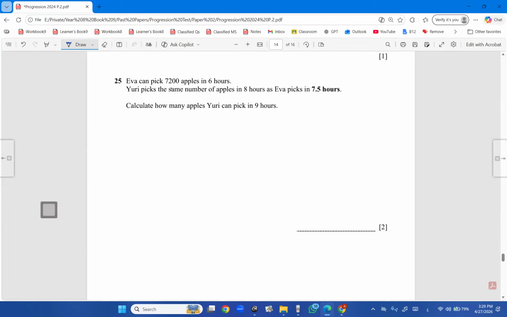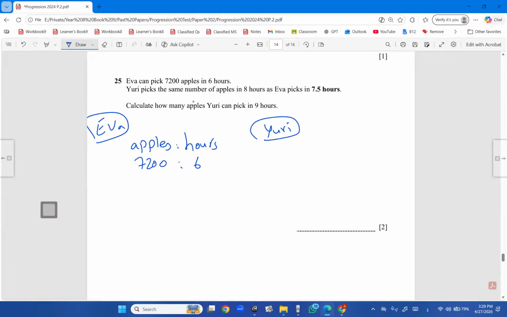Eva can pick 7,200 apples in 6 hours. So I'm going to have here Eva. 7,200 apples in 6 hours. So number of apples, number of hours. 7,200 apples in 6 hours. Yuri, I'm going to write here, Yuri picks the same number of apples. Second, I'm going to write here apples to hours.